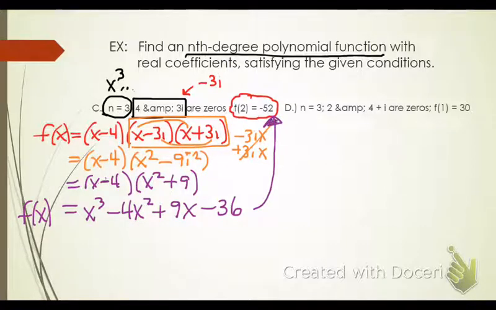So you have to come back up here and you have to plug in 2 for all your x's. And you have to find out what f of 2 equals.